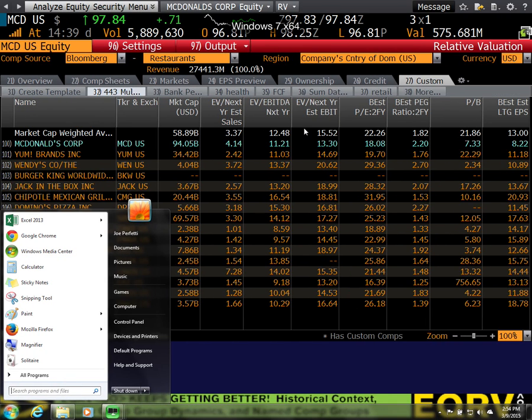Premium or discount. Yum trades at higher EV to EBIT than McDonald's. I'm willing to pay more for Yum's earnings and about the same EV to EBITDA, even though Yum has lower margins. Why? What would explain that? What does Yum have that McDonald's doesn't? And I'll give you a hint. Look at these PEG ratios. Who has the higher expected ROIC, McDonald's or Yum?